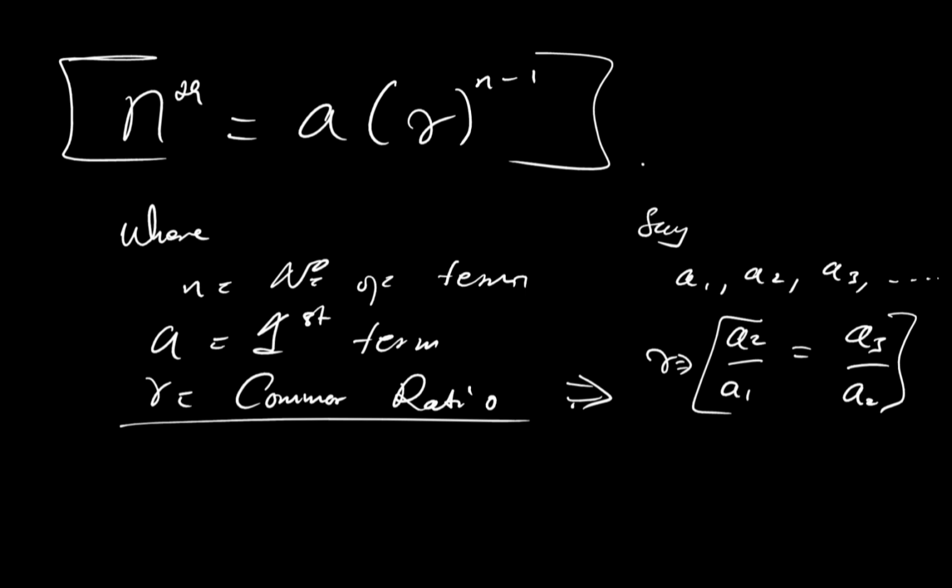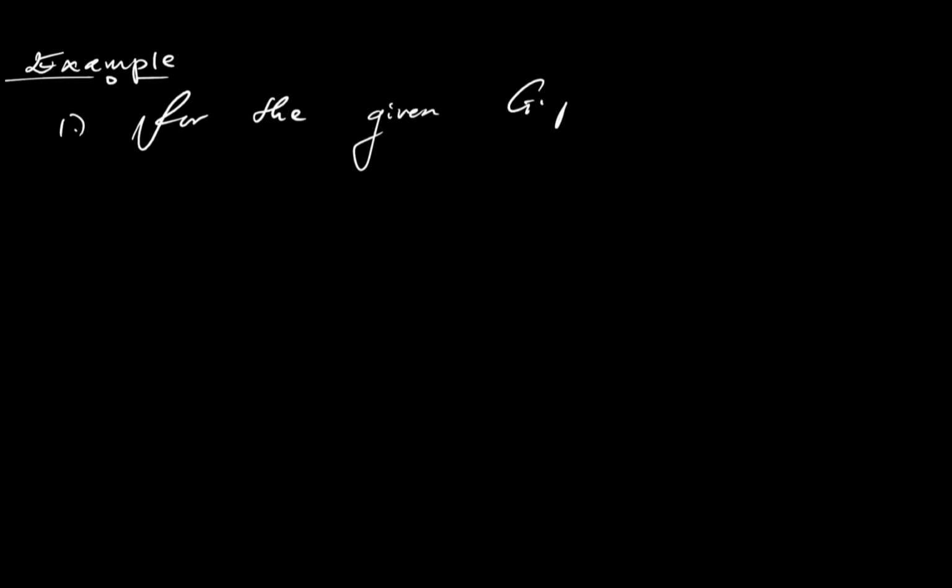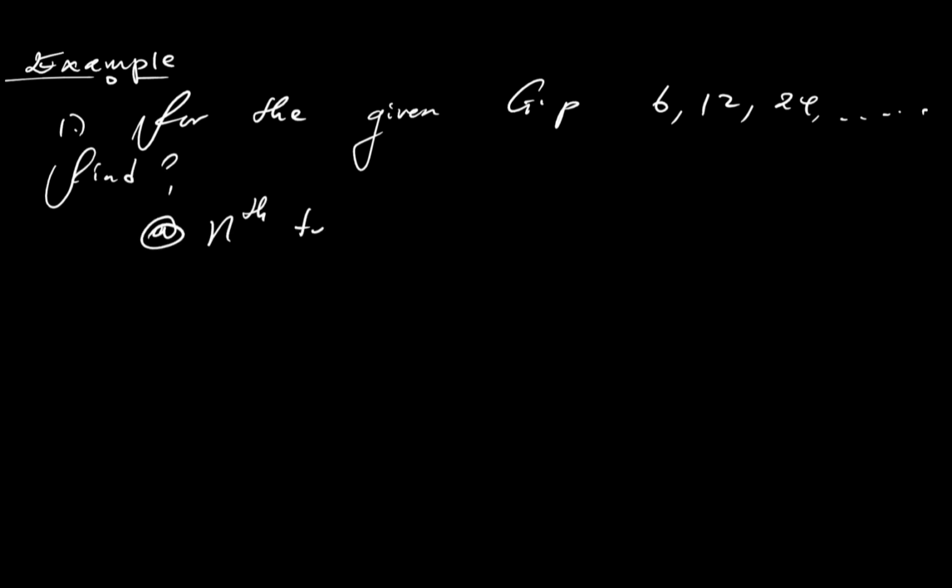Now, let's try and put this into practice and see how best we can understand. Let's give a basic random example. Let's take, for instance, we've been given a GP, which represents geometric progression, let's say we have 6, 12, and 24. Let's say we've been asked to find the nth term, which can be termed the general term.